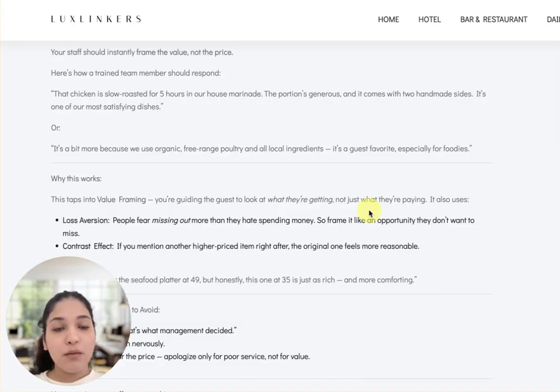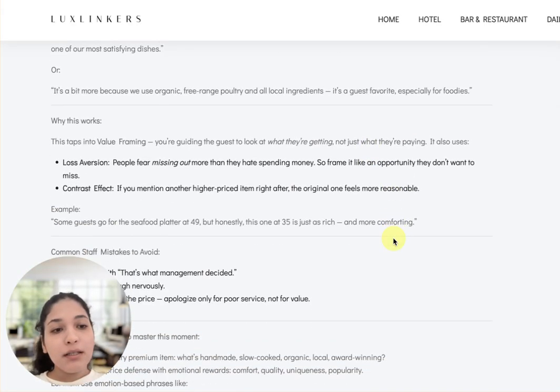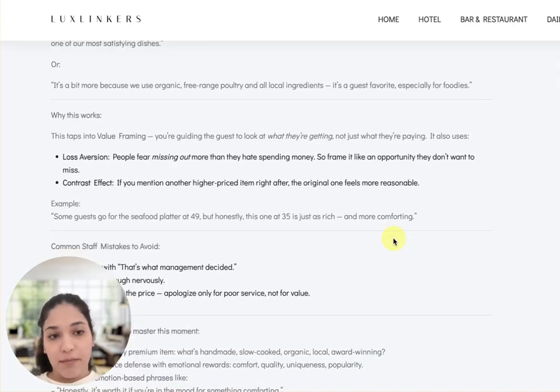Okay, and why does this work? This taps into value framing. You are guiding the guests to look at what they are getting, not just what they are paying. It also uses loss aversion. People fear missing out more than they hate spending money. So frame it like an opportunity they don't want to miss.